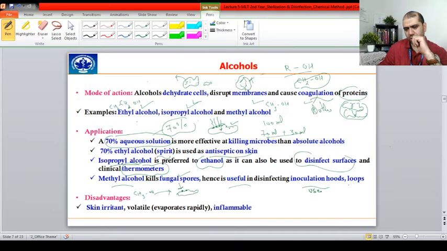When they are being used, you should usually dip them into this methyl alcohol, or when you are using the inoculating loops, you can dip them in the methanol before using them again for inoculation.